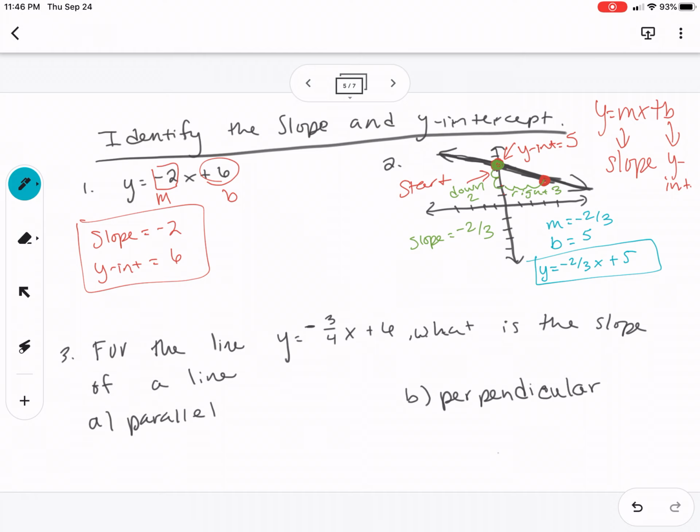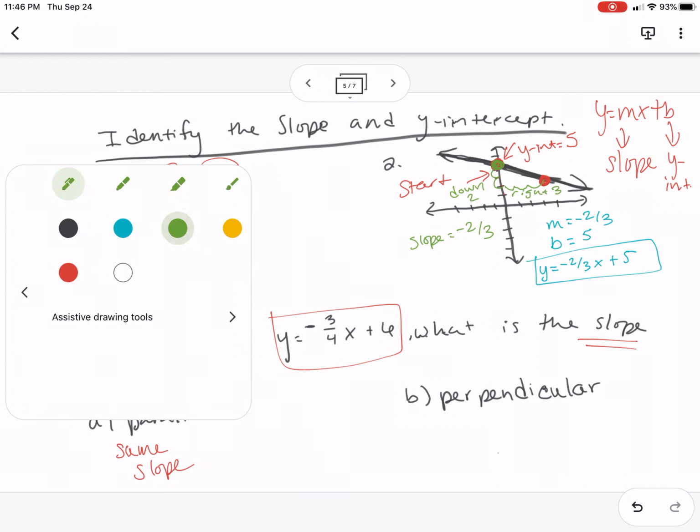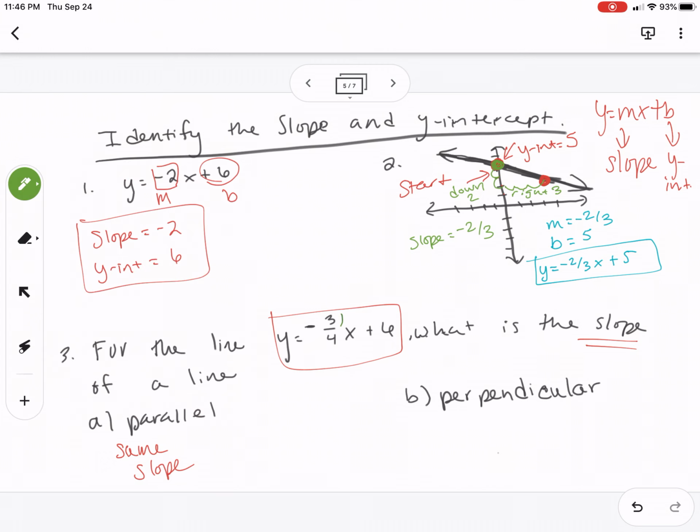If you look at example 3, here they're checking that you understand parallel and perpendicular slopes. They gave us the equation of a line, y equals -3/4 x plus 6, and they want to know the slope if it's parallel. Remember, for parallel, we learned that the slope would be the same. So right now, if we look at our problem, the slope is -3/4. So the parallel slope would also be -3/4.